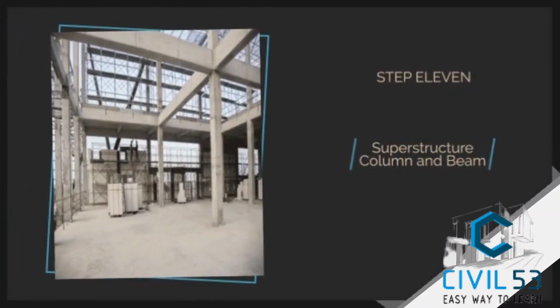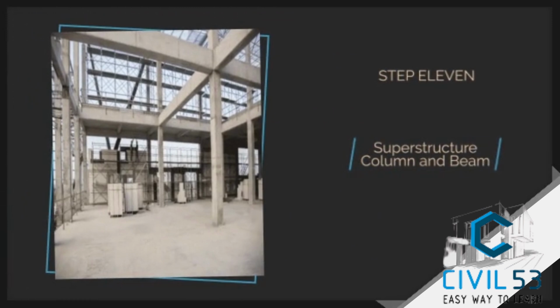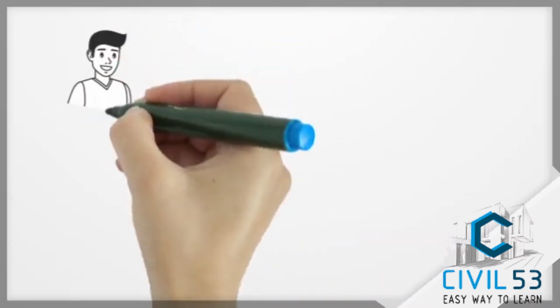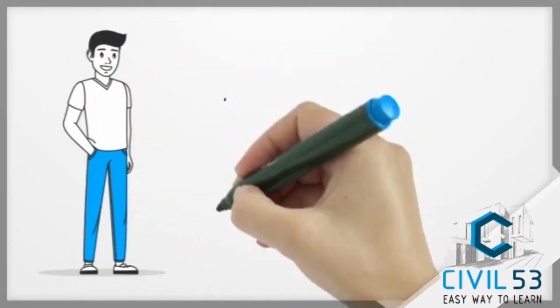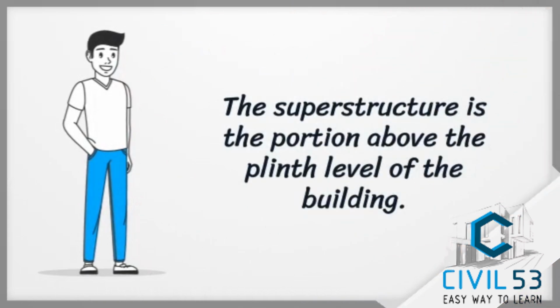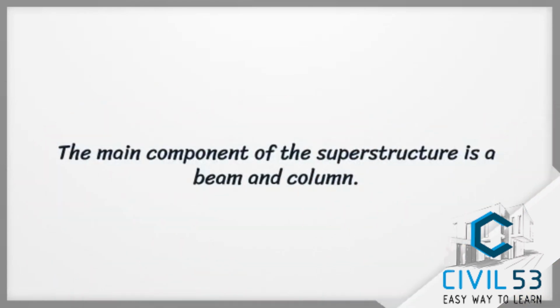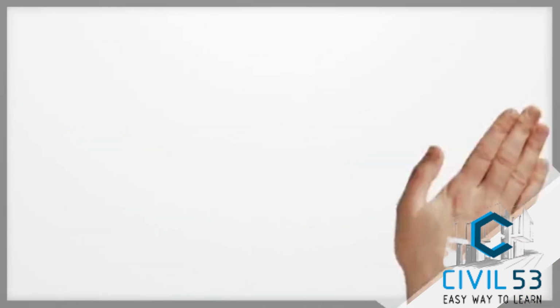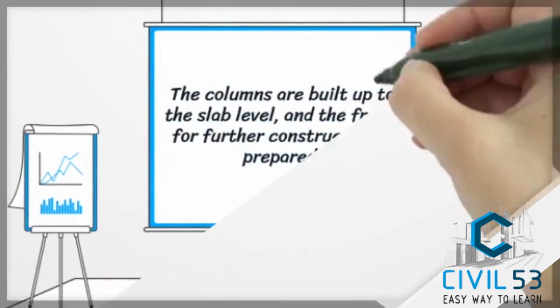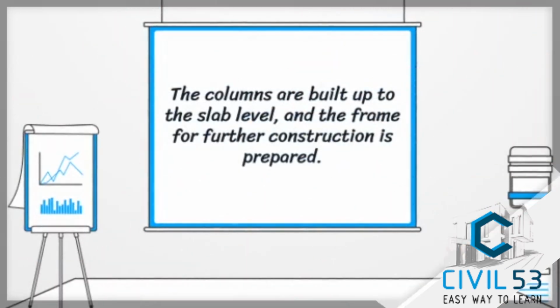Step 11. Superstructure, column and beam. The superstructure is the portion above the plinth level of the building. The main component of the superstructure is a beam and column. The columns are built up to the slab level, and the frame for the further construction is prepared.